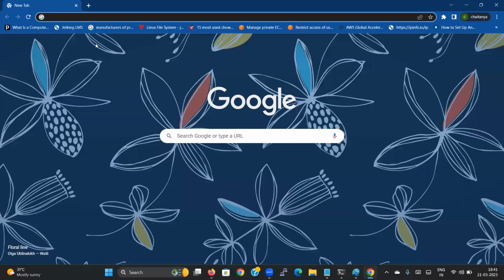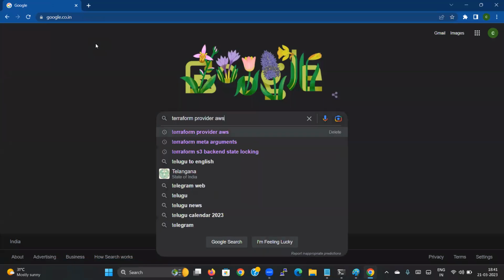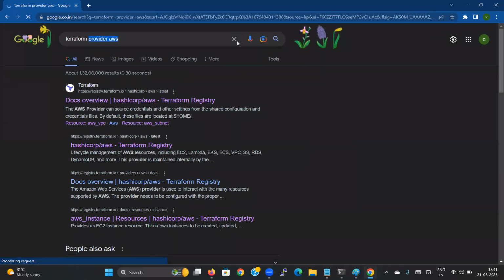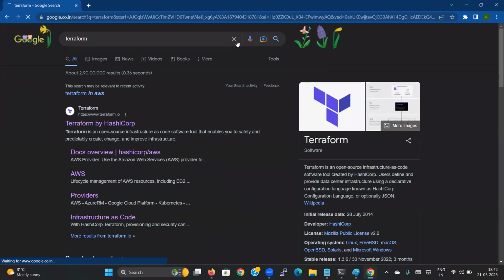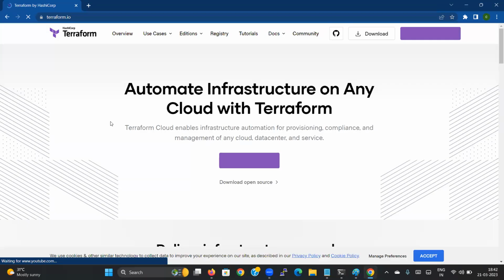You will just go to the Chrome browser and type www.google.com. If you type this, obviously the Google search engine will be in front of you. I want to know some Terraform. Okay, this is a DevOps concept, guys. Don't worry, Terraform is one of the DevOps concepts. So I want to check what this Terraform is and all the things.